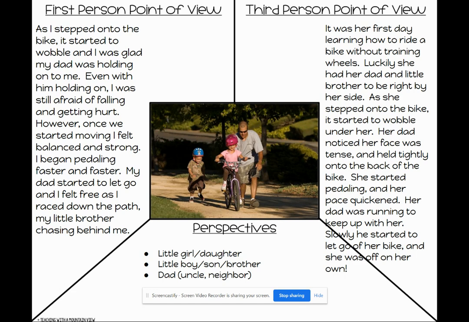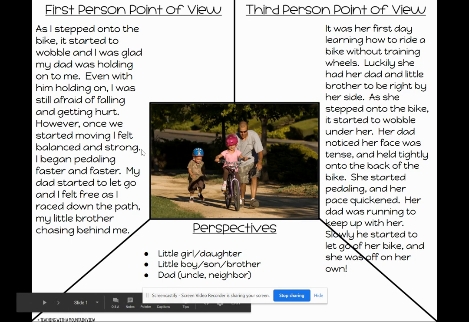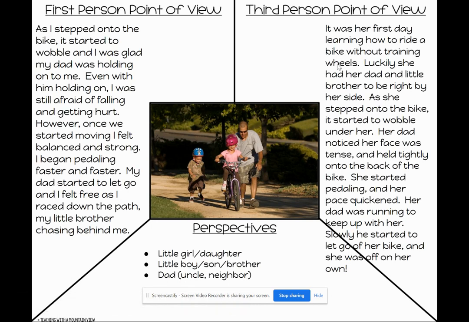All right, so this is the example that I did, and it's very similar to what you guys will be doing. You will be given a picture. You will be writing in the perspectives from that picture, and then you will choose one of the perspectives and write what is happening in the picture from first person point of view and third person point of view. Okay, so this is the one that I chose as the example.